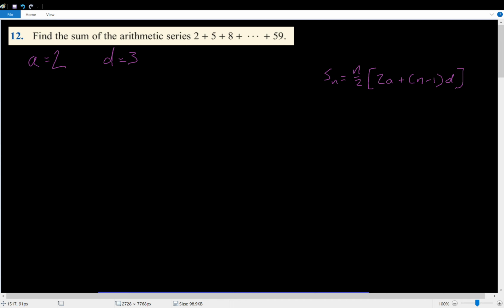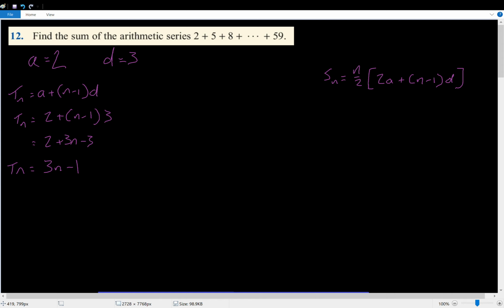So the way we're going to do that is we're going to first of all get the general term for the numbers in the sequence. So we're going to find Tn. Our formula for Tn is a plus (n minus 1) times d. And if we put our values in for that, we're going to get Tn equals 2 plus (n minus 1) times 3, which is equal to 2 plus 3n minus 3. So Tn is going to be equal to 3n minus 1.